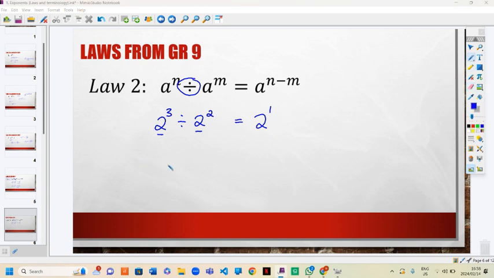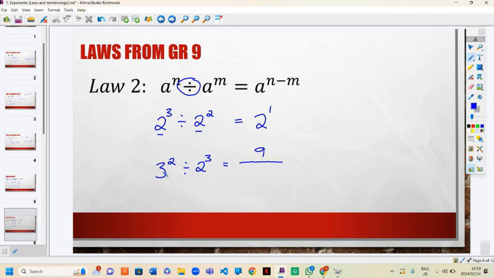Let's check another example. Let's say 3 squared divided by 2 to the power of 3. What is that? Do I have same bases? No, there's no same bases here. I can't multiply the bases either, because I don't have the same exponents. So I know what 3 squared is, which is just 9.